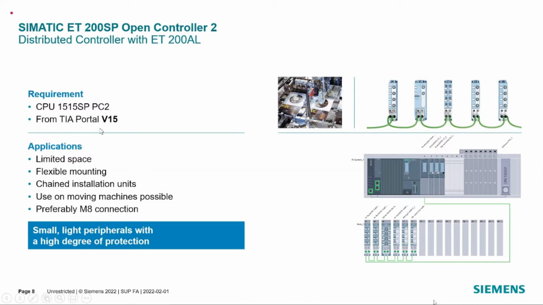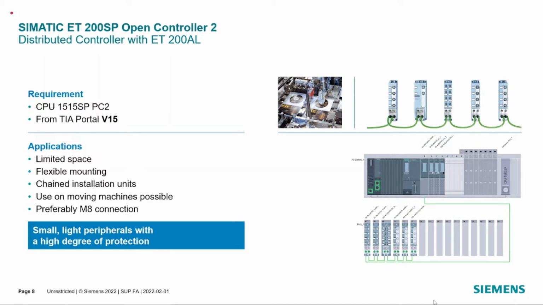As you know, ET200 AL is basically for different applications where the requirement is limited space, because I don't want a separate panel. Then mounting-wise, it should be flexible, so that I directly connect an M8 connector to the instruments. For that reason, flexible mounting and chained installation units, one after the other, can be put in different sections, and I can connect the different modules one by one in a chain. Use on moving machines I have already mentioned, and the main preference is basically the M8 connections.